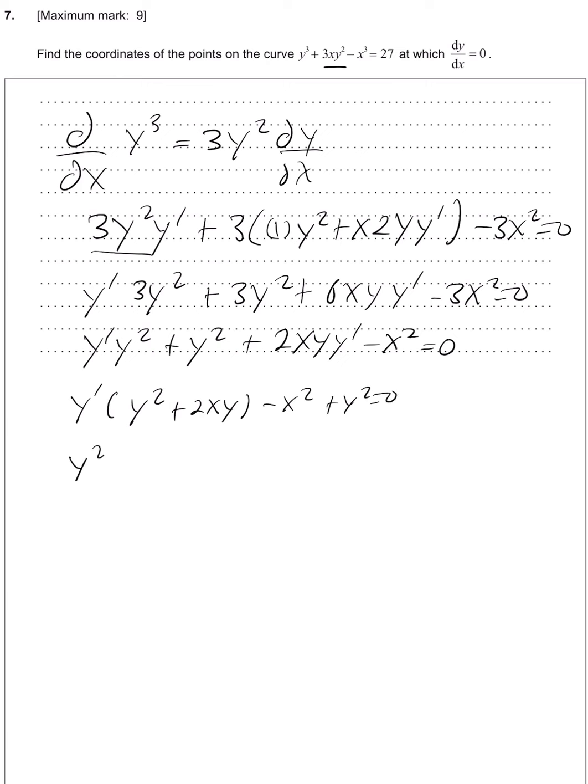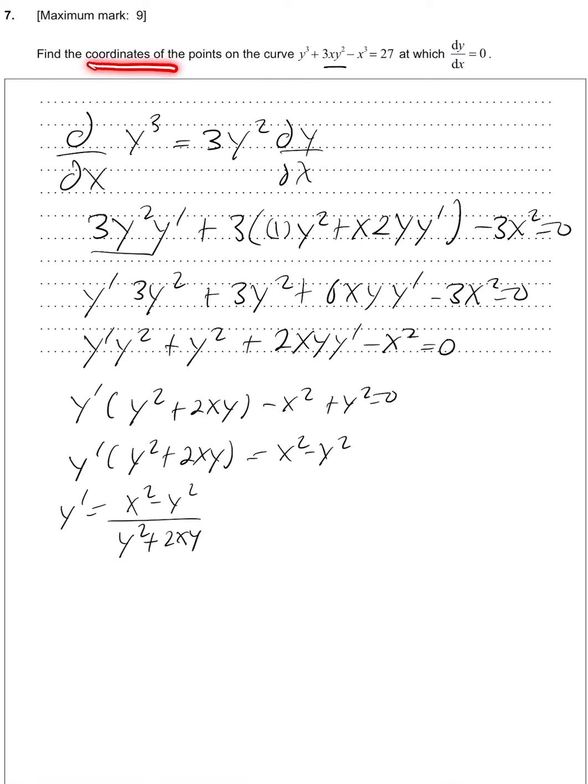Then I'm going to isolate y prime as best I can, and you don't need to show all of this, but it doesn't hurt. Therefore, y prime equals x squared minus y squared over y squared plus 2xy. And now the question is, we want to find the coordinates, that's the x and y value, at which this is equal to 0. Well, y prime will equal 0 when x squared minus y squared equals 0, or when x squared equals y squared. I need my numerator to equal 0.